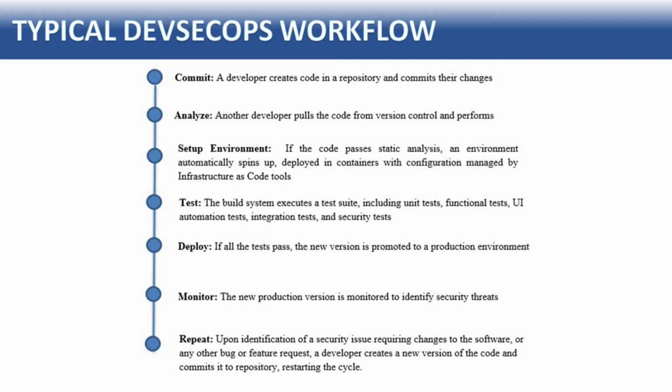And next comes monitor. Monitor means the new production version is monitored to identify security threats. The last one is repeat. Upon identification of a security issue requiring changes to the software or any other bug or feature request, a developer creates a new version of the code and commits it to the repository, and then restarting the cycle.